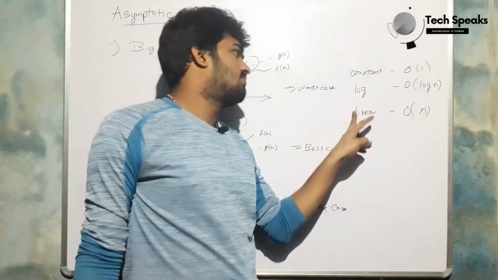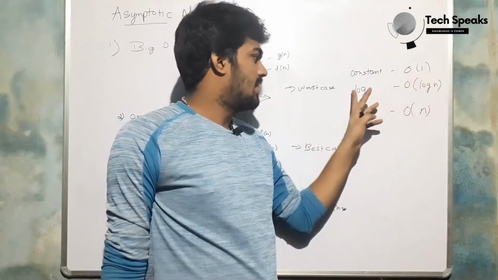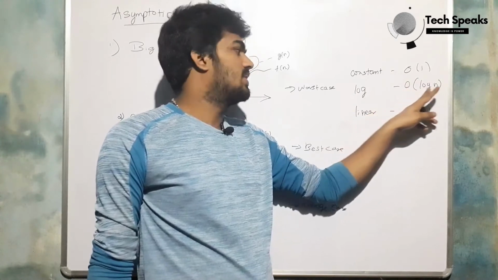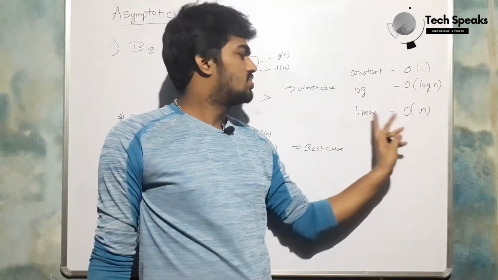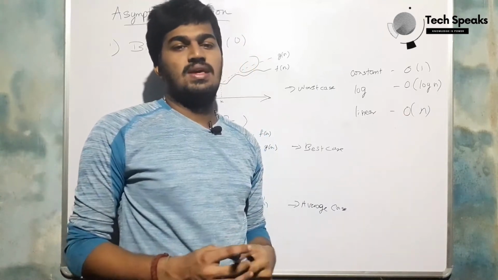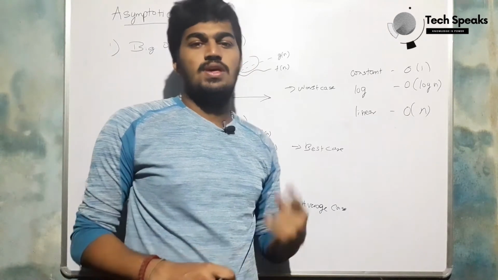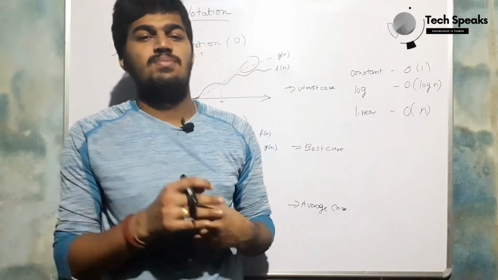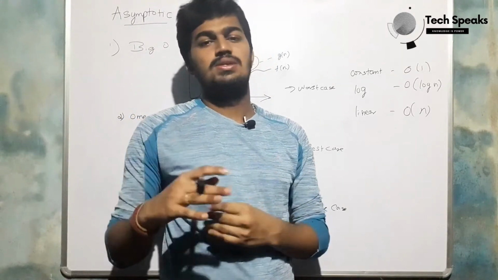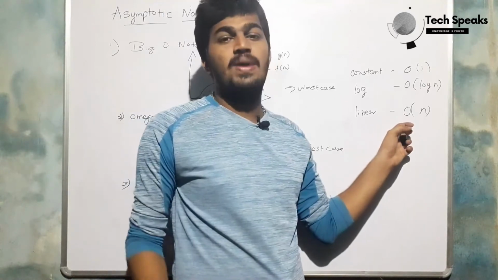These are some of the big O notation examples. These are constant, big O of 1, logarithmic, big O of log n, and linear, big O of n. Linear is nothing but the linear graph. If you have an input size of 10, and you need 1 second for each input, you need 10 seconds. So as the input size increases, the time of execution also increases.